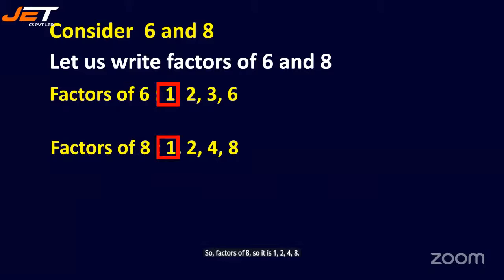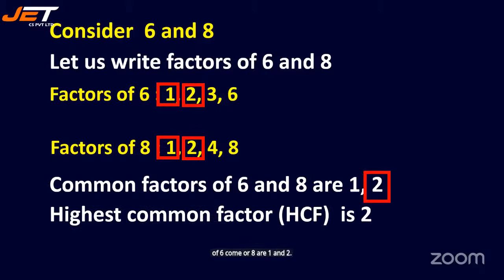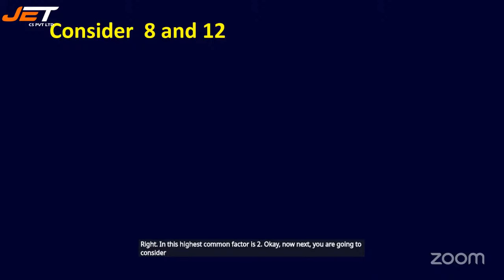So in this, what all is common? 1 and 2 are common, right? So we write the common factors of 6 and 8 are 1 and 2. In this, the highest common factor is 2. Now next you are going to consider 8 and 12.